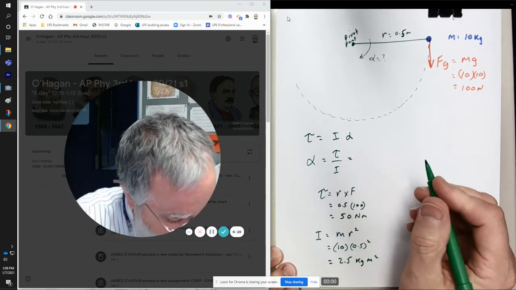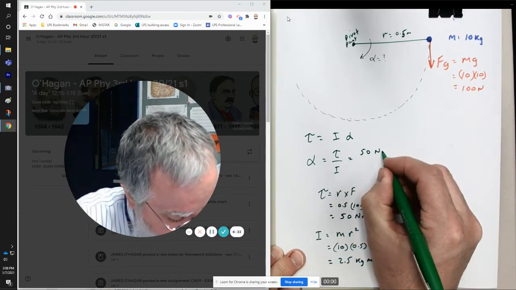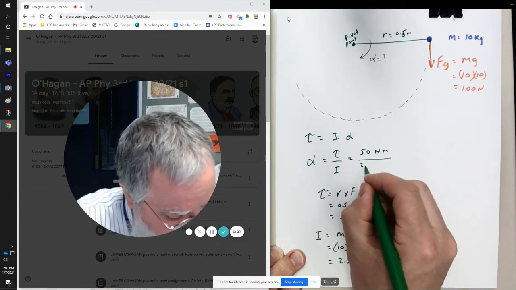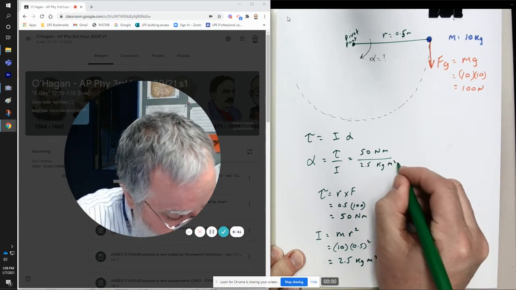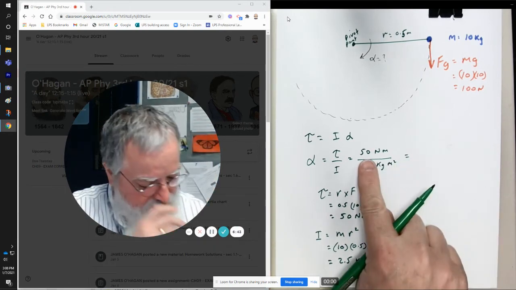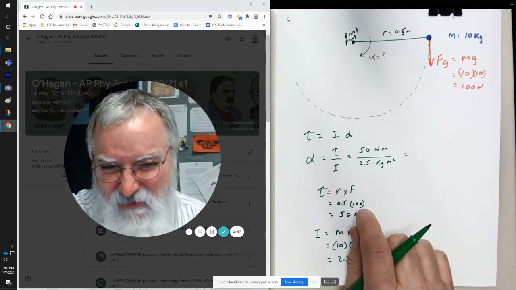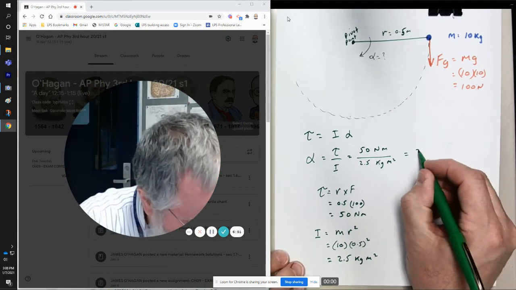All right, so what do we got here? 50 newton meters divided by 2.5 kilogram meters squared. So what is that going to be? It's going to be 50 divided by 2.5. I think that's 50 divided by 25 is 2. 50 divided by 2.5 has got to be 20. All right, so that's going to be 20.